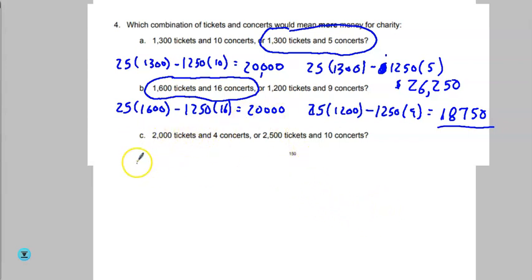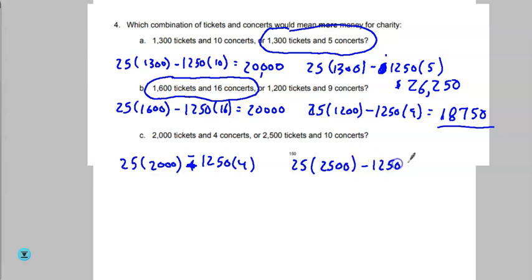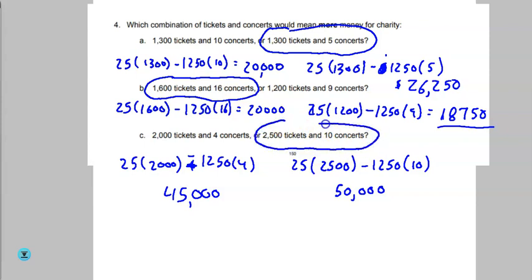So 2,000 tickets and 4 concerts, so 25 times 2,000 minus 12.50 times 4 concerts, compared to $25 for 2,500 tickets minus 12.50 for 10 concerts. Plugging that in, that would raise $45,000. Plug that one in, that would raise $50,000. So definitely the second option is better.